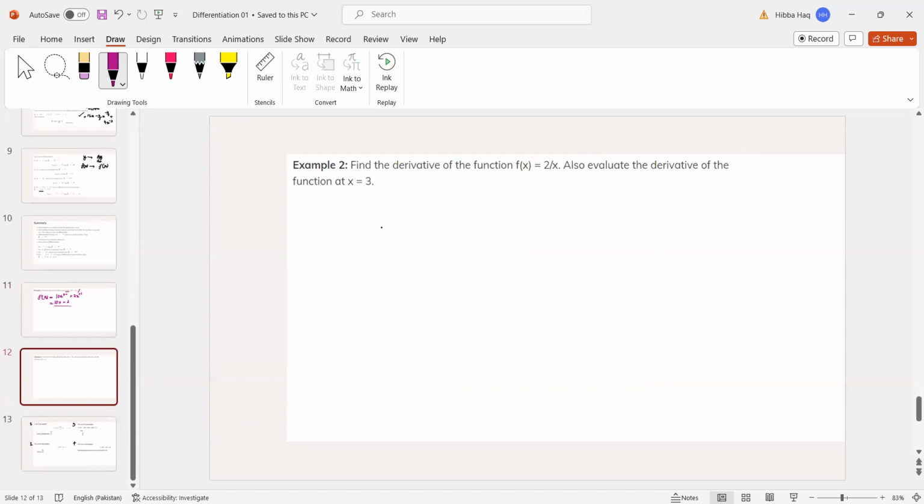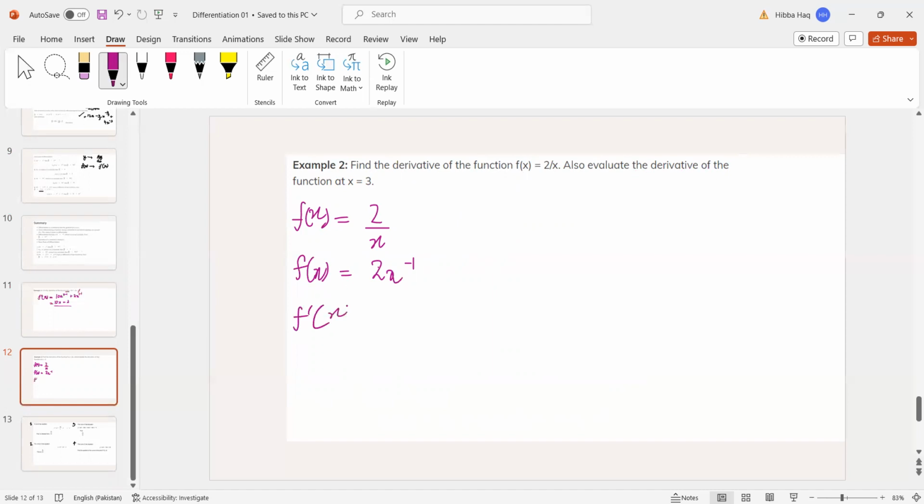Likewise, here's another question which says, find the derivative of the function f of x is equal to 2 upon x. So the function given to us is f of x is equal to 2 upon x. First thing that I'm going to do is take x into the numerator. So f of x becomes 2x minus 1. Also evaluate the derivative of the function at x is equal to 3. So first I'm going to differentiate it and then find the derivative at x is equal to 3, which means I'm basically finding the gradient at x is equal to 3.